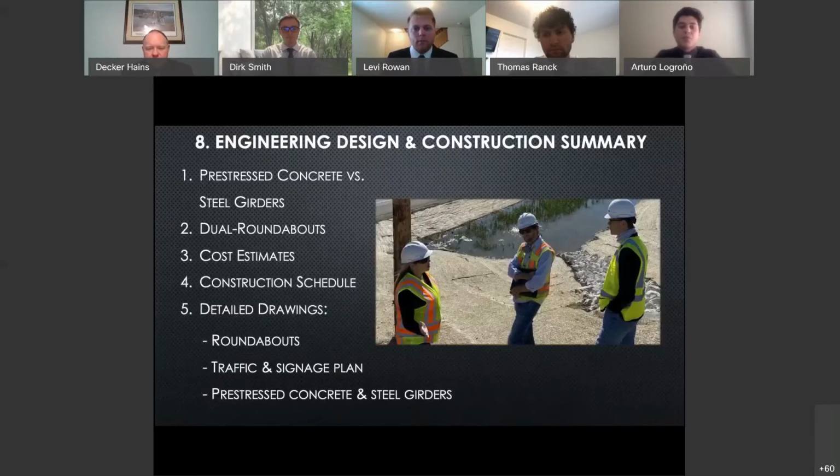To give a brief summary of what was developed by our team during this senior design, our main focus, as it says in point 1, was the effective comparison between the prestressed concrete and the steel girders. We then managed the assessment of the ramp intersection, which includes the dual roundabouts for the approaches. Afterwards, we came up with the cost estimates and construction schedule for the whole design. And finally, we showed some detailed drawings, which include the roundabout, traffic and signage plan, and prestressed and steel girders.